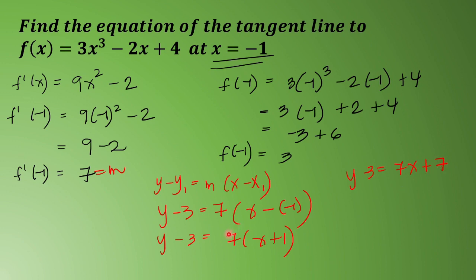We just need to multiply 7 by x plus 1, and simplifying, we have 7x plus 7 plus 3. Adding 3 to both sides of our equation, and therefore to answer the question, the equation of the tangent line would be y is equal to 7x plus 10.